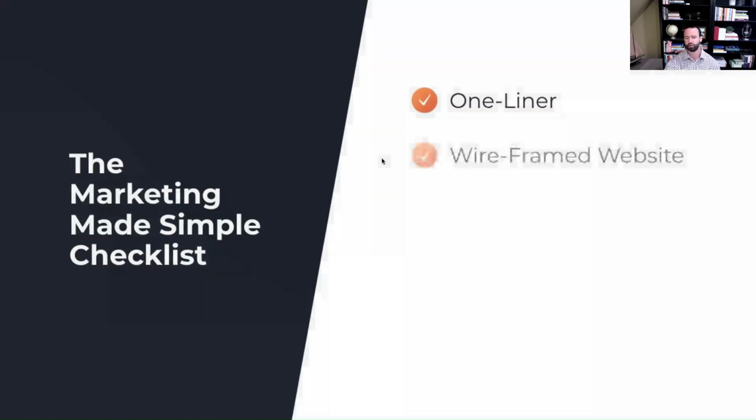The next tool in our tool belt really is a wireframed website. And we're going to go over an example of what that looks like today. But it is a website that, again, passes the grunt test. We talked about the grunt test last week.